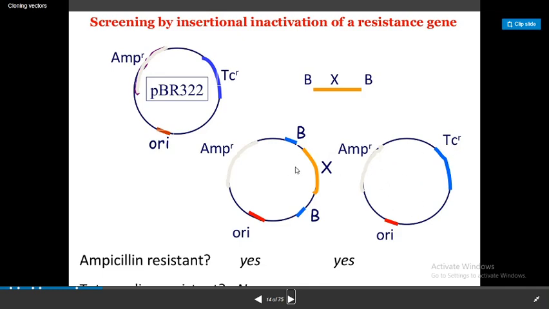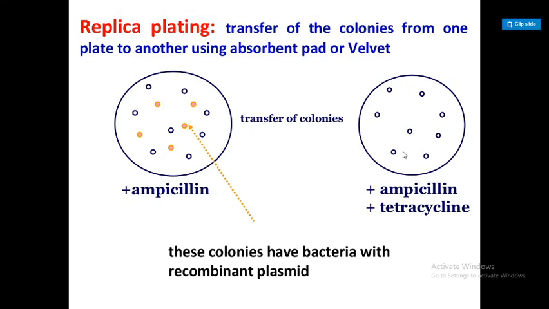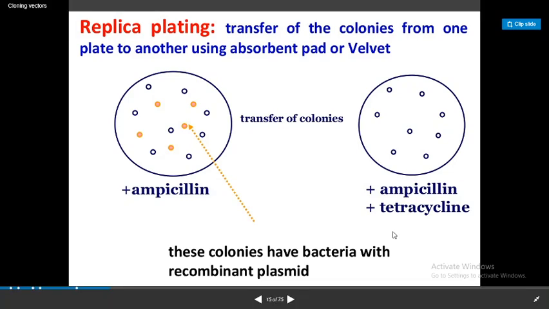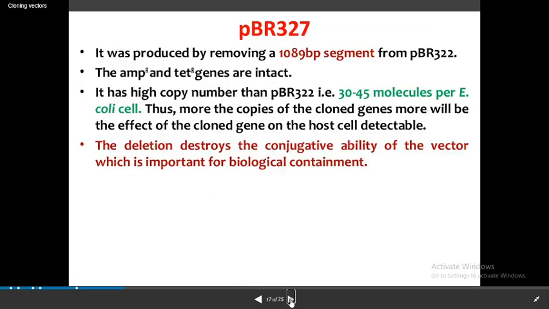Okay, what happened to this plasmid? We have inserted a gene that causes inactivation of the tetracycline resistant region. So in this plate you can see only ampicillin resistant genes, and in this plate you can see both ampicillin and tetracycline resistant genes. So how are we going to identify whether the plasmid contains a recombinant or non-recombinant? That test I have told you the name of, the blue and white selection test.